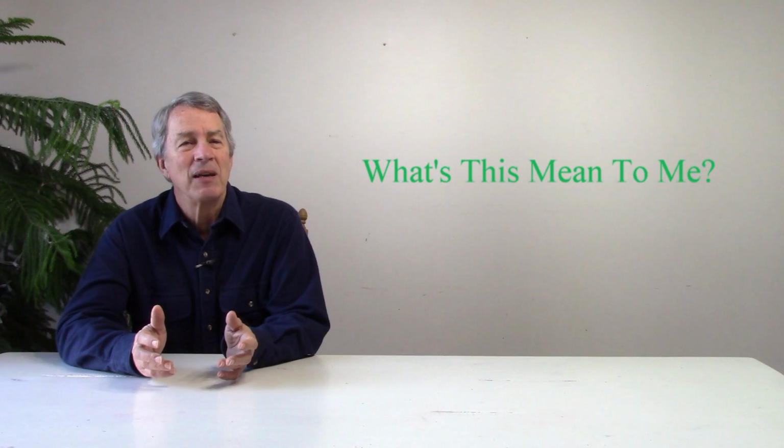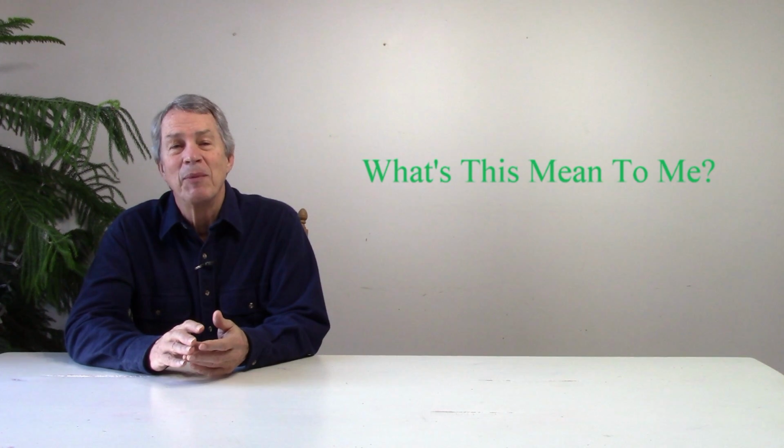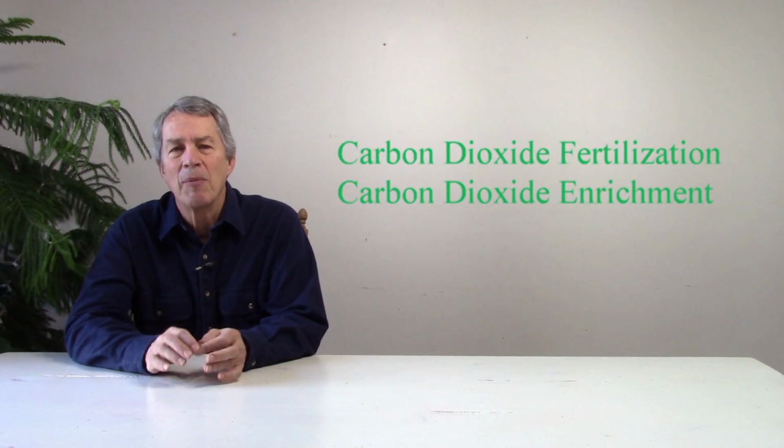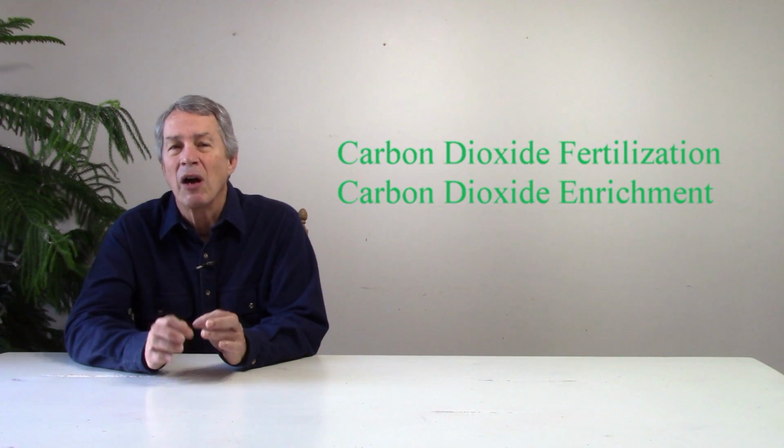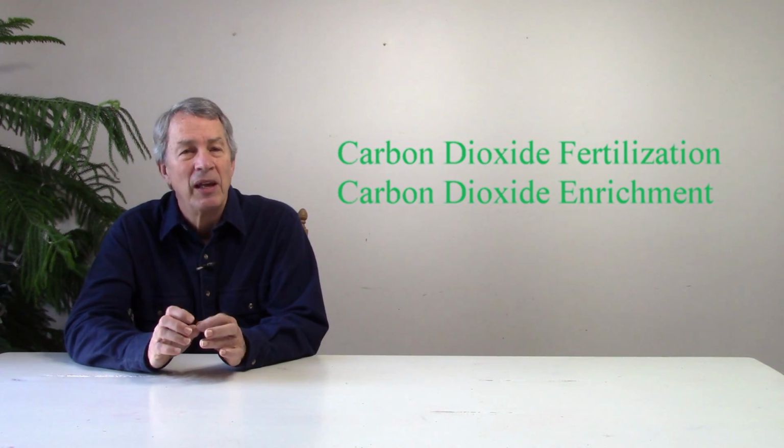Another, what's this mean to me? We would never want to reduce the quantity of carbon dioxide in the atmosphere without considering the negative effect that it would have on plant life. A final, what's this mean to me? Increasing carbon dioxide around plants is called carbon dioxide fertilization or carbon dioxide enrichment. It's a useful tool in greenhouse management, but impractical in outdoor gardens.